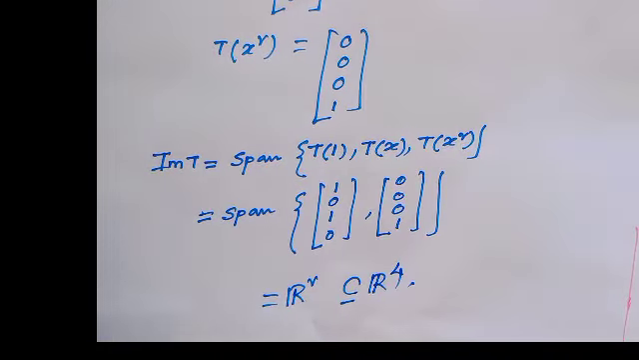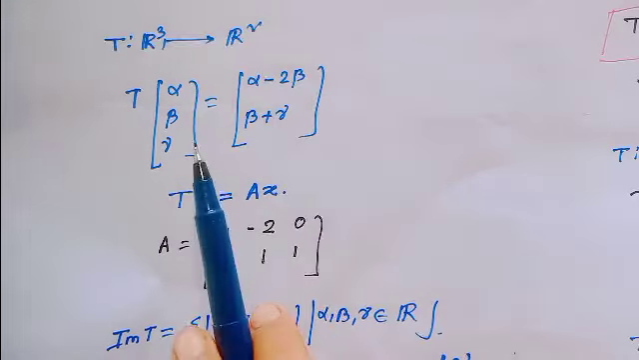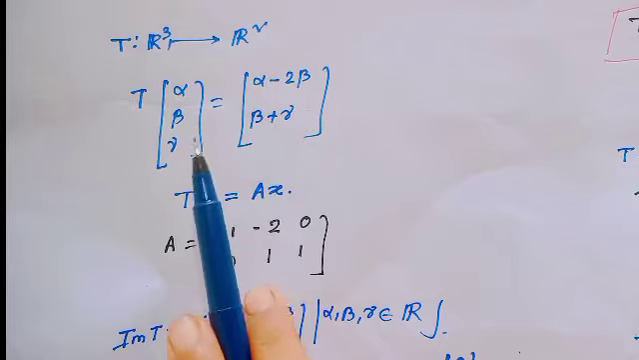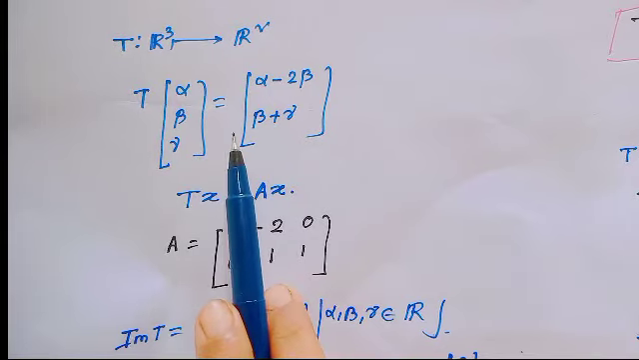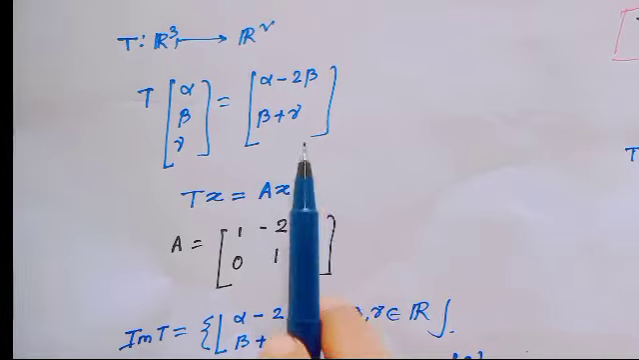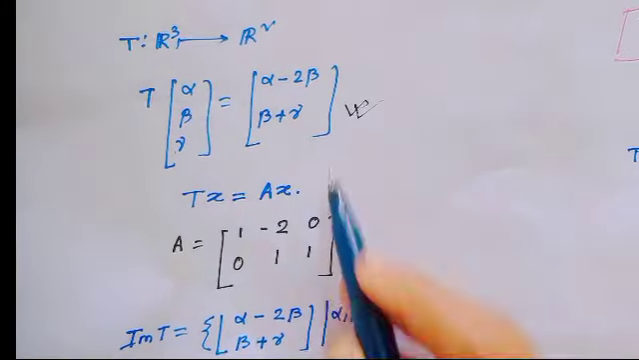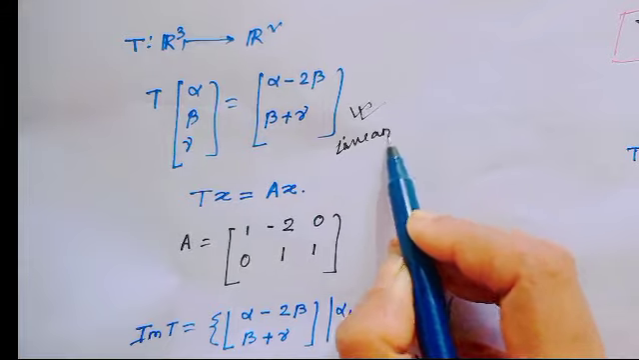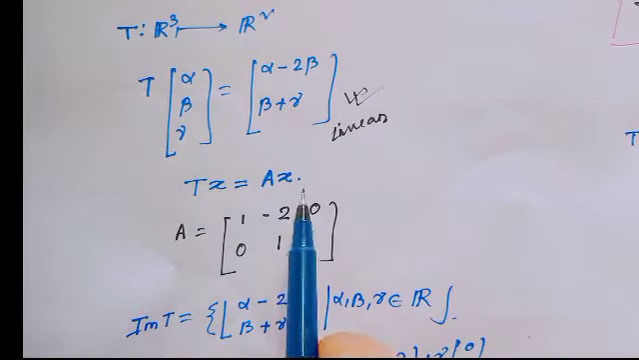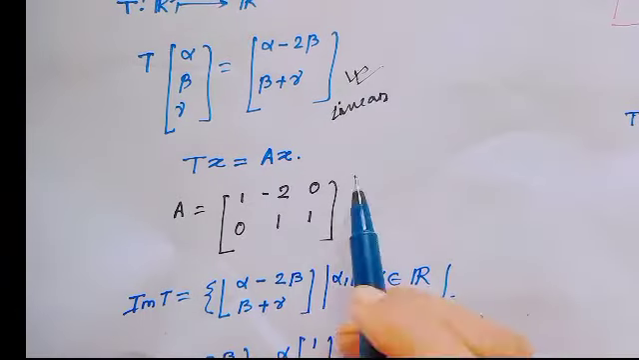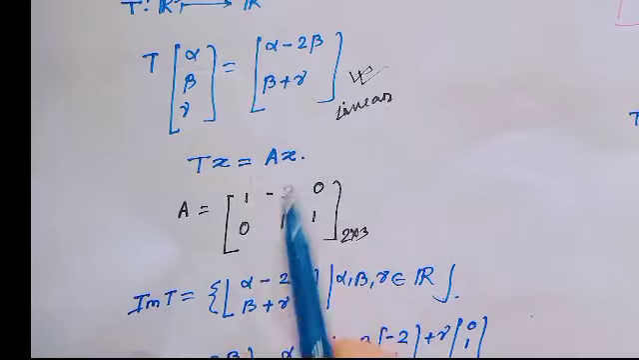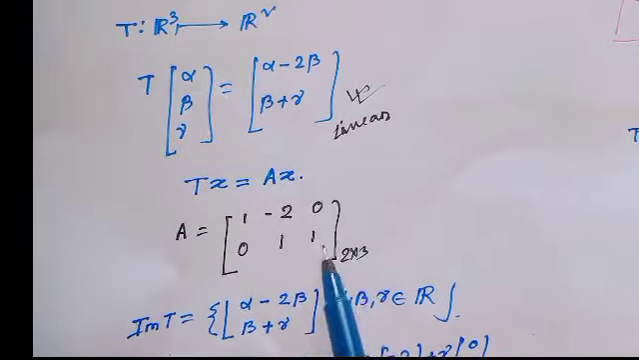Are you getting the whole idea? Well, our next example: consider a transformation T from R³ to R² such that T(alpha, beta, gamma) = (alpha - 2 beta, beta + gamma). Obviously this mapping is a linear transformation because we can write it as Tx = Ax, where A would be a 2 by 3 matrix whose columns are (1,0), (-2,1) and (0,1).